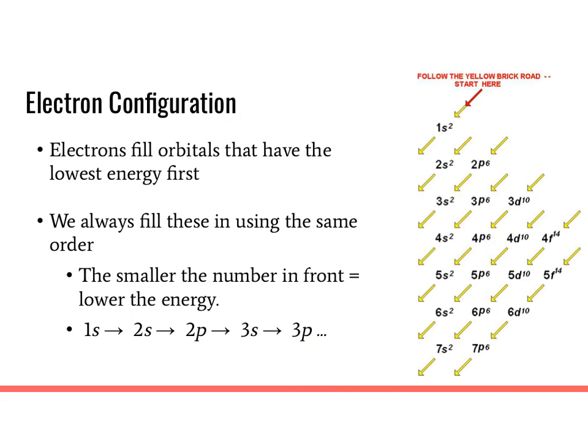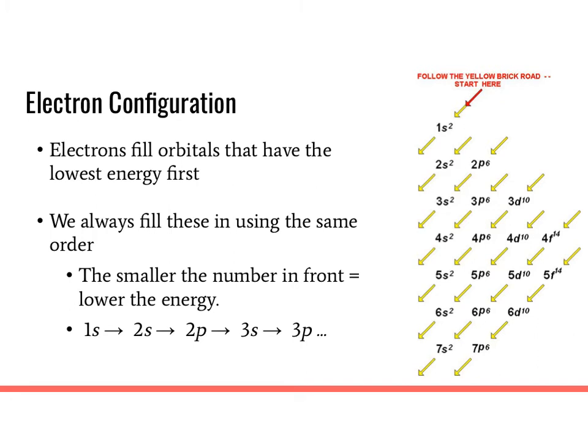The last thing I want to teach you a little bit about is with electron configuration, how we are going to fill these. So electrons are going to fill orbitals that have the lowest energy first. We always fill these in the same order, so it's really, really nice for us. The smaller the number in front equals the lower the energy. So we're going to use this little thing. You guys have probably seen this in Buzz already. But what this is going to do for us is, I always say follow the yellow brick road. So I use yellow arrows to show this.